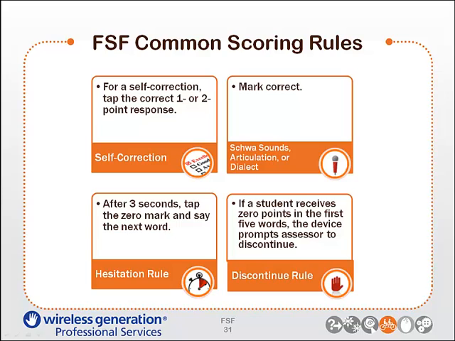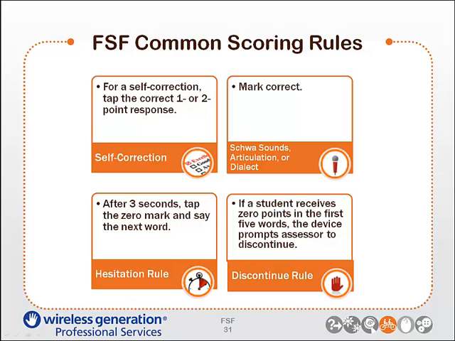Now that you have seen FSF, here are common scoring rules that you may want to remember. The first one is if the student self-corrects, you can tap the correct 1 or 2 point response again, and it will turn it green to indicate that it's self-corrected. You need to think about how a student says things on a regular basis in the classroom, whether they have a certain articulation or a dialect. If you know that they're saying the correct sound, because that's how they normally say it in the classroom, then you may count it correct.